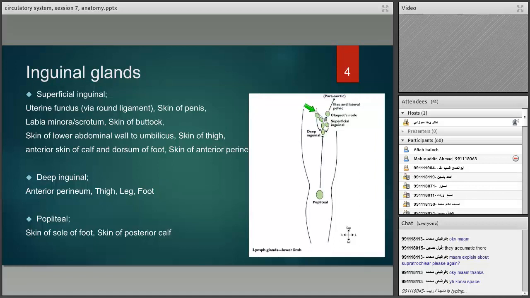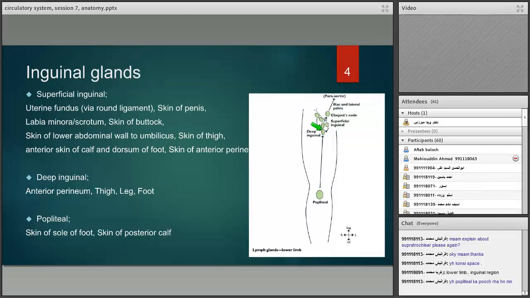They are placed likely in transverse, but the inferior group are placed in the way of the saphenous vein. Here we have the saphenous vein. And these are the inferior group. They are placed vertically, in a longitudinal direction. The inferior group is receiving the most lymph of the lower limb.